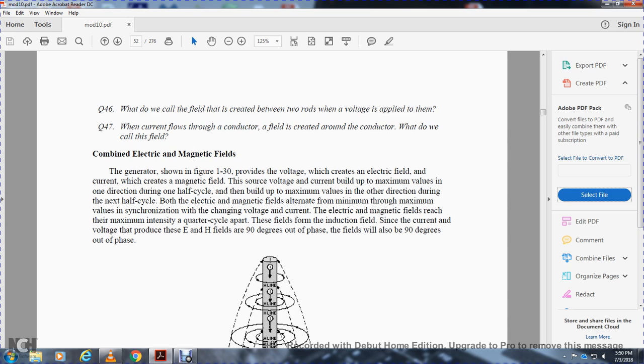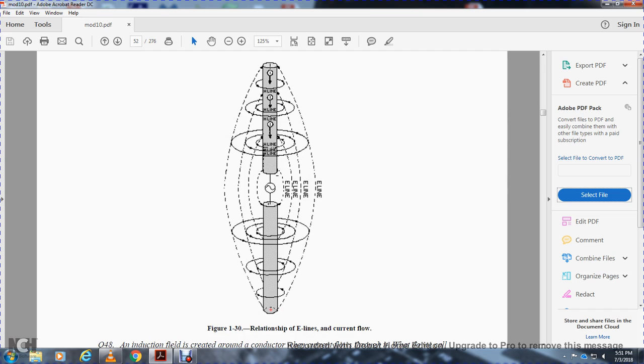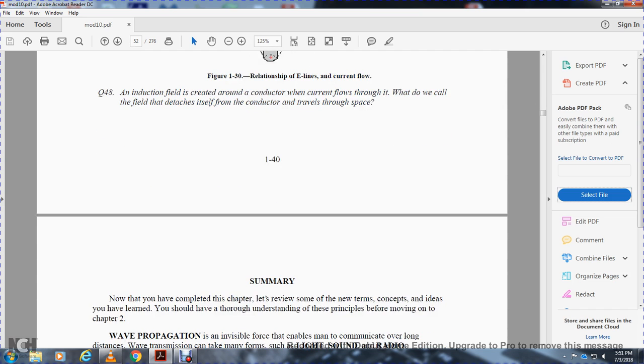Then these fields induce the fields produced by the sum of the current and voltage. The electric and magnetic fields are 90 degrees out of phase. Relationship of the magnetic lines, the electric lines and the current flow. Chapter 1 summary.